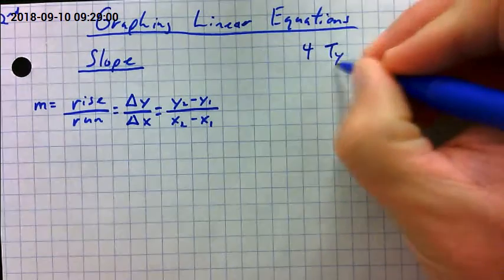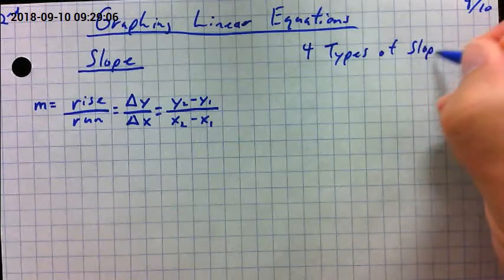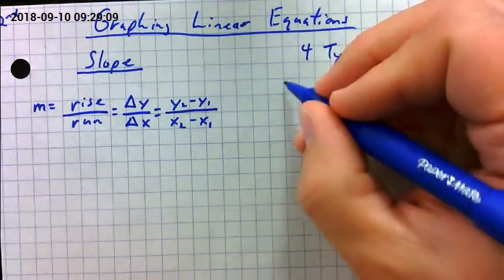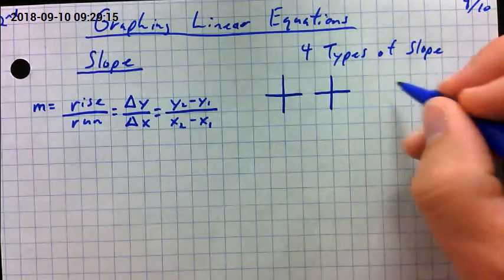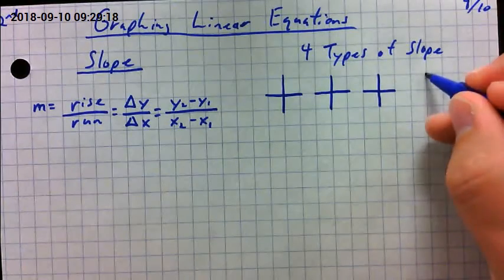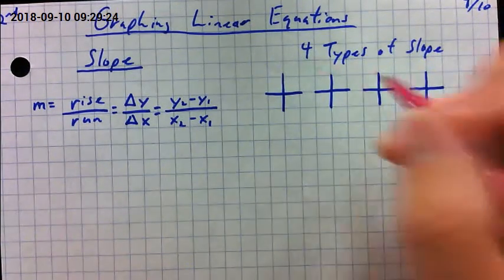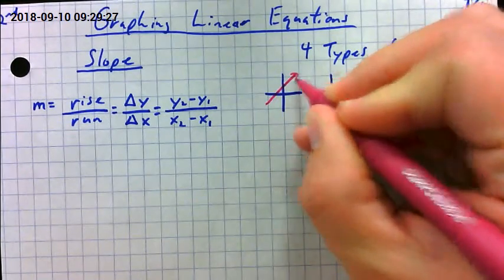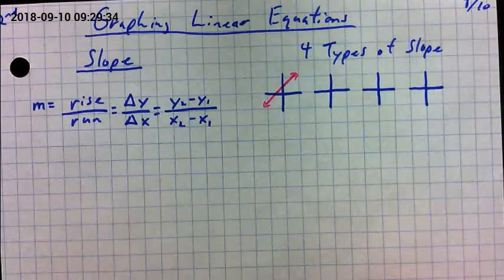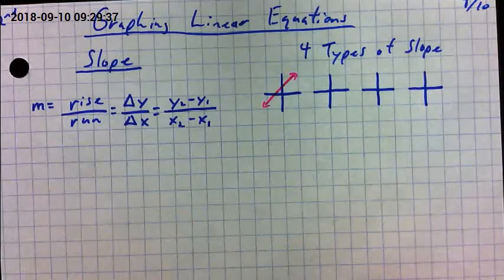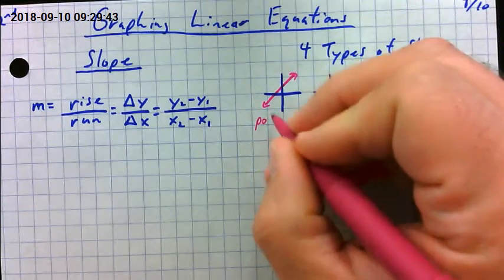So, there are 4 different types of slope. I'm just going to do 4 of the mini graphs here. First type of slope, if you're going up from left to right, what would that be? What type of slope is that? So if it's increasing from left to right, we refer to that as a positive slope.